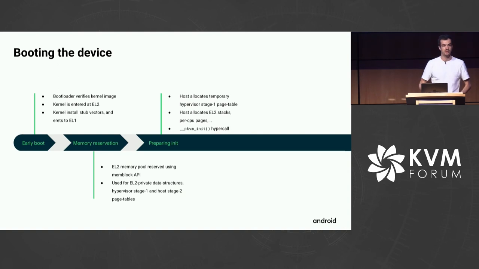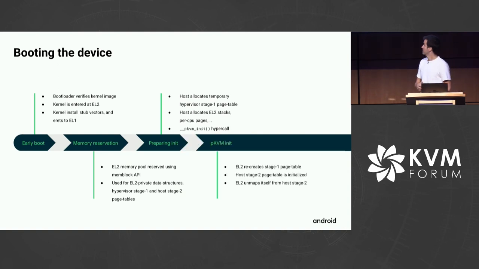And then it will issue a hypercall to EL2, which will replace the dummy stub vectors that we have installed with the PKVM stub vectors. And then the hypervisor can start bootstrapping itself. First, it will recreate its own stage one page table using the pages that have been reserved in the memory pool I mentioned earlier. And it will also initialize the stage two page table for the host and unmap itself from the host stage two.